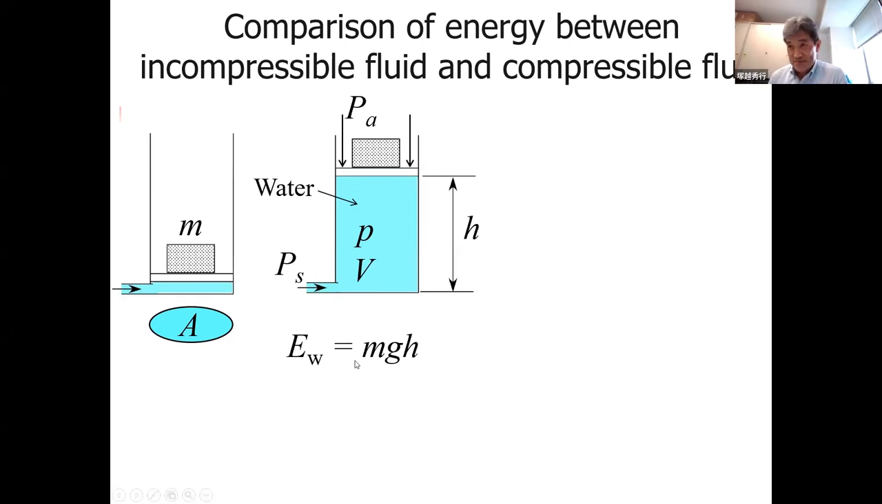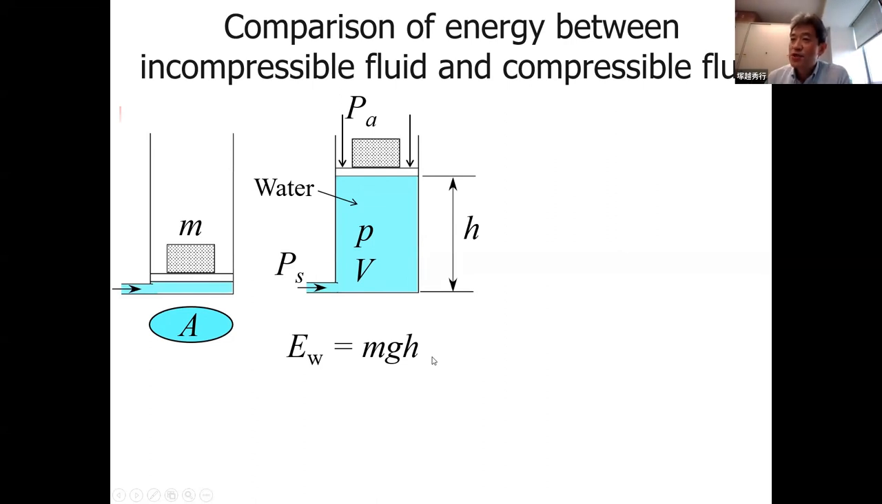On the left side, in the cylinder, the mass object, the mass M object, is prepared. And beneath it, the water is being filled, and the mass itself is being lifted up. So how large an energy is required? As you can easily imagine, M times the gravitational acceleration G times the height H would be required to lift it up. This would be the potential energy.